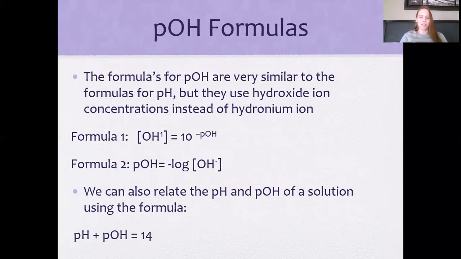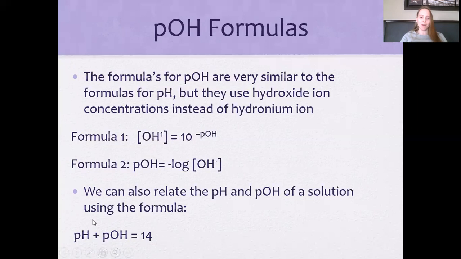So these are the two formulas that we can use to calculate pOH. Again, the first one we're not going to use a ton. The concentration of hydroxide ions is equal to 10 to the power of negative pOH. The second formula here is the one that we'll be using most of the time. pOH equals the negative log of the concentration of hydroxide ions. So pH and pOH have almost identical formulas, except that pH uses the concentration of hydronium ions and pOH uses the concentration of hydroxide ions.